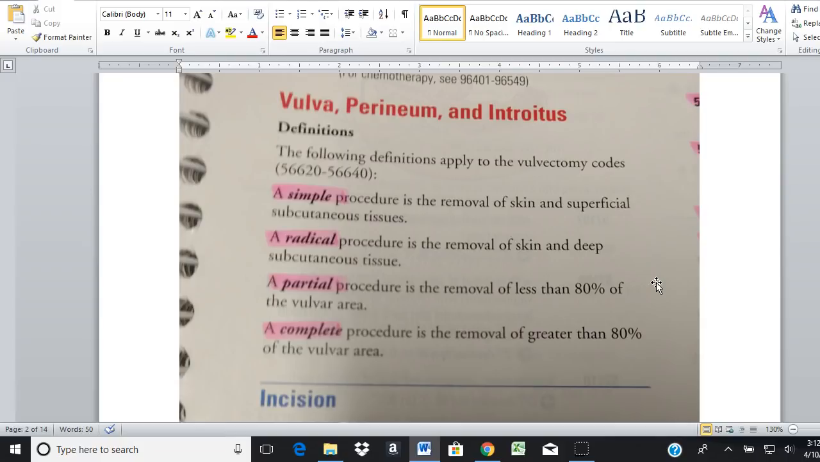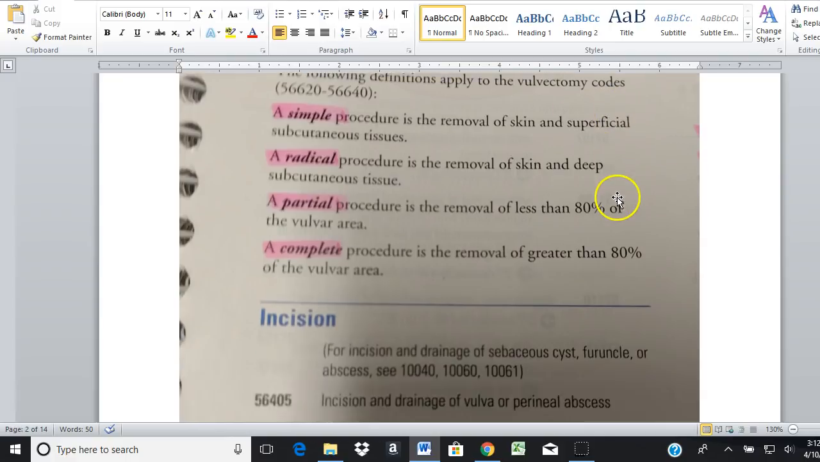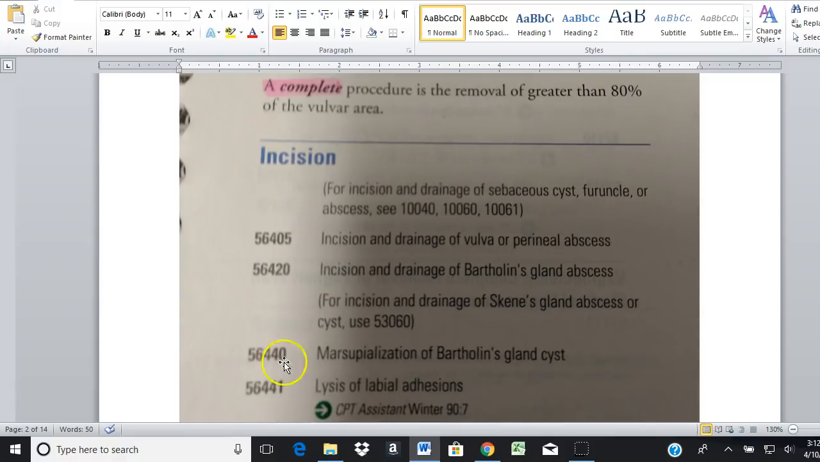And so if we're dealing with vulvectomies, again, are we dealing with the simple, radical, partial, complete, and also we're going to see some radical procedures here, because again, if this is invasive cancer on the vulva, then we might have to do things like remove surrounding tissues and lymph nodes. Otherwise than that, we're going to see things like our incisions.